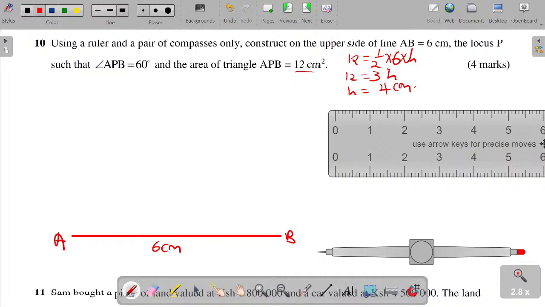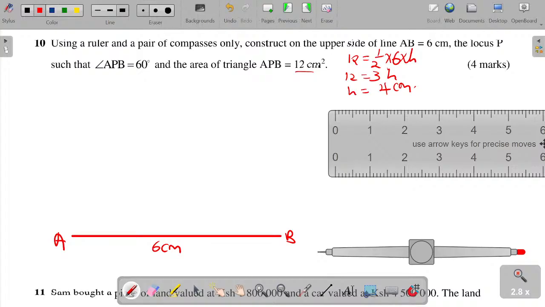Your h will be 4 centimeters. That will be the height of your triangle. Now, the issue is how we locate this loci.